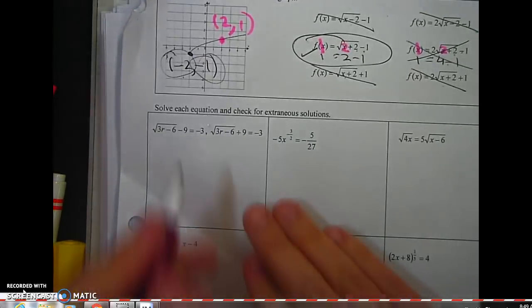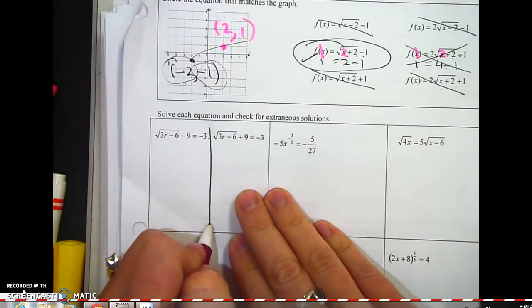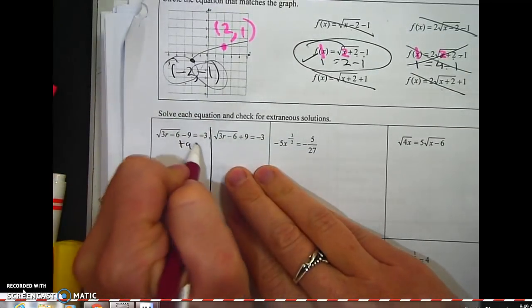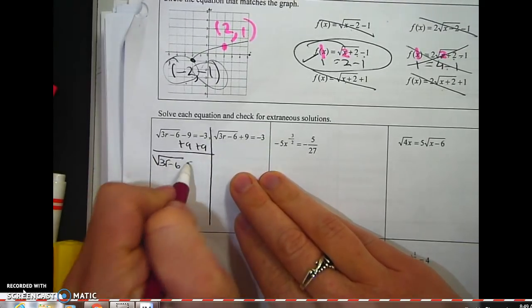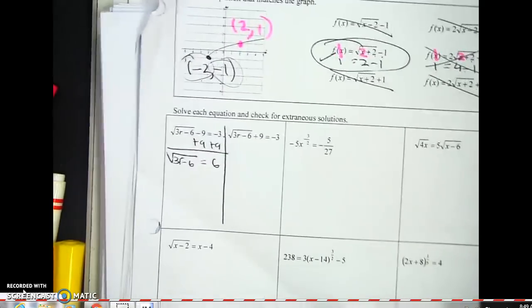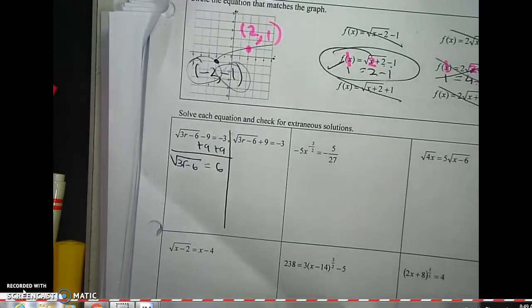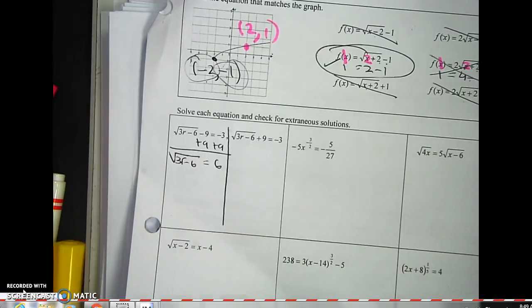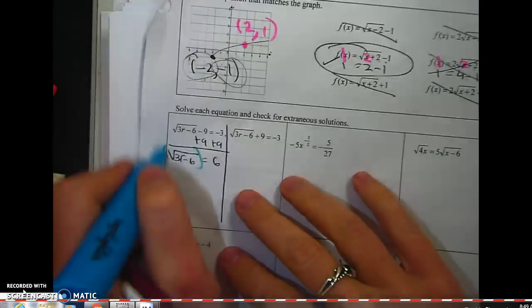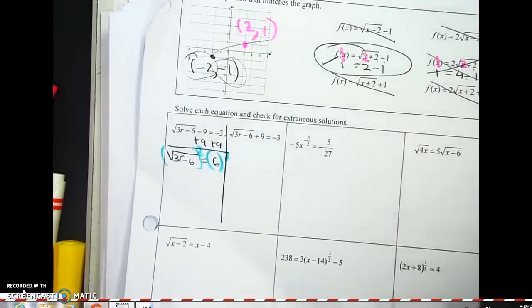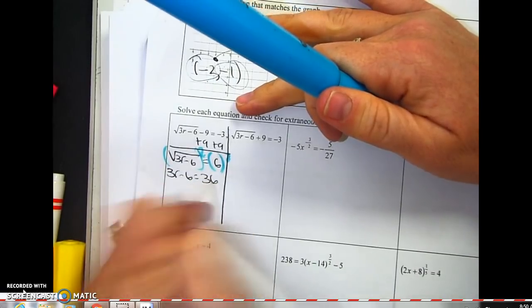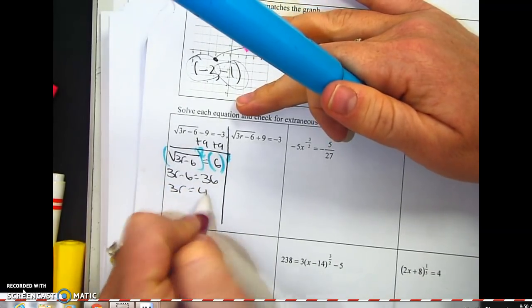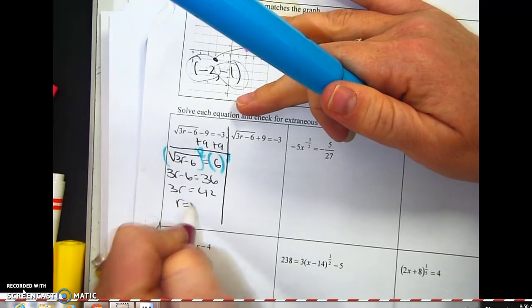Okay, so I'm going to solve this one first. I'm going to add 9. I cannot get rid of the radical until I just have a radical on that side. Now that I just have a radical on that side, I'll square both sides. Let me get my blue pen. I always do it in blue. Squared, squared. So that eliminates the radical. 3r minus 6. 6 squared is 36. Add 6. Divide by 3.